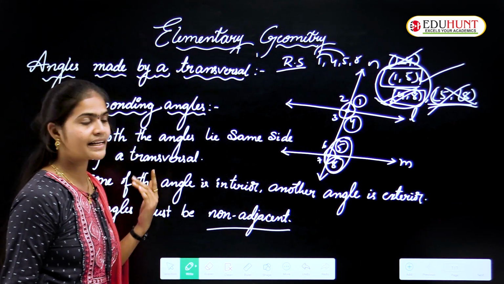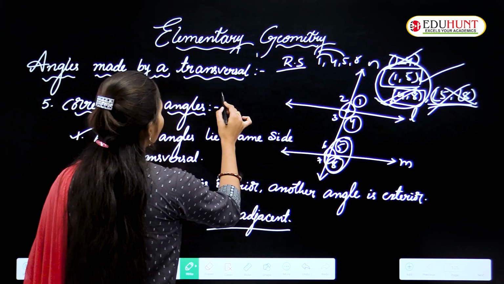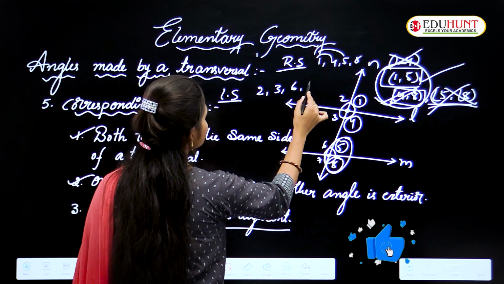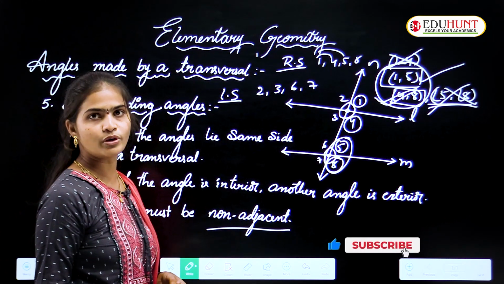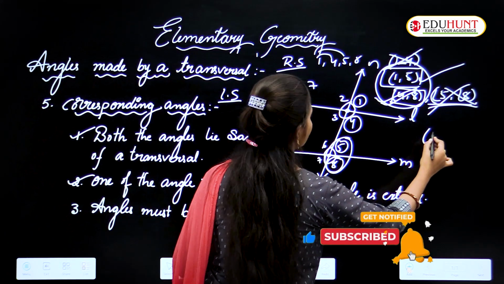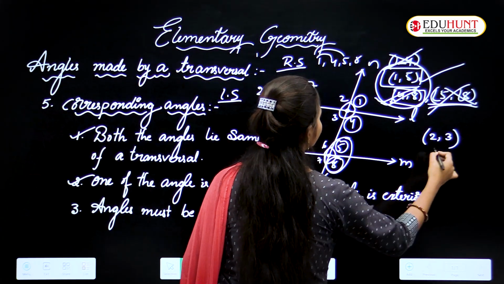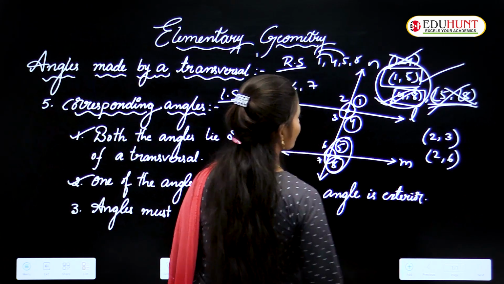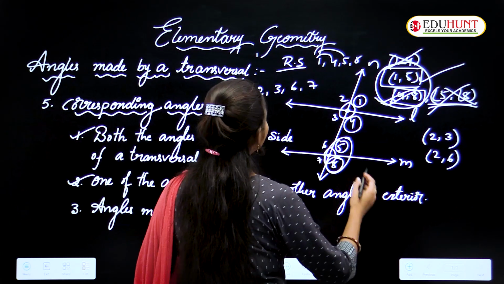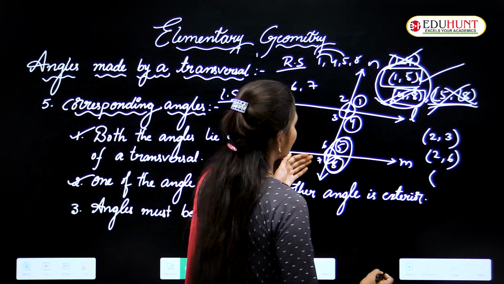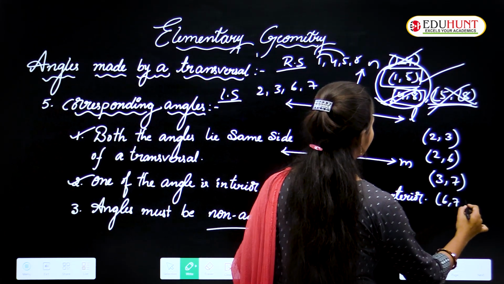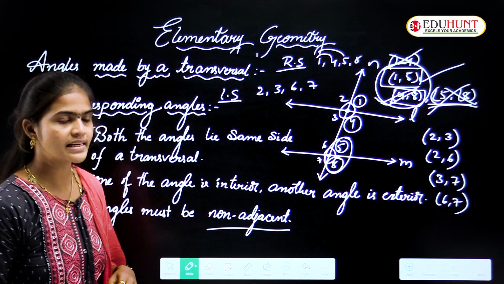Now come to the left side. Here again, on the left side we need to observe 2, 3, 6, 7. On the left side we have those 4 angles. Next, observe the pairs: 2, 3. Next 2 and 6. Why? Because one of the angles is interior and one of them is exterior. Just like the first one, I am writing. Next, another one is 3, 7, 6 and 7. Here also 4 pairs are formed.